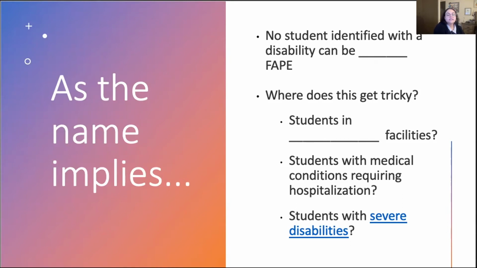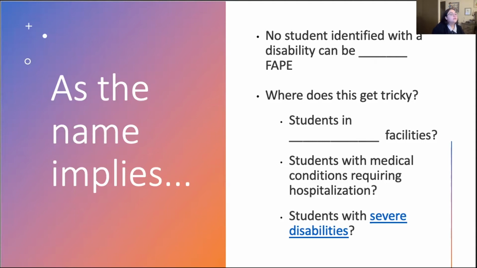But it also means that any student suspected of having a disability has the right to be tested for that disability as well. So they cannot be rejected just from the get-go. However, there are different safeguards in place. So where does it get tricky when we're looking at zero reject?